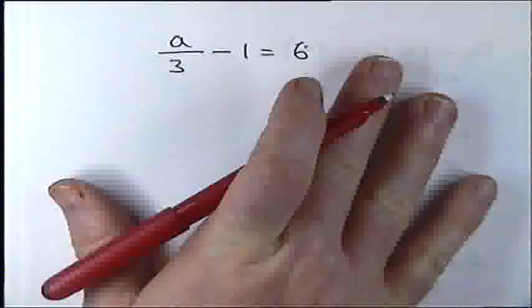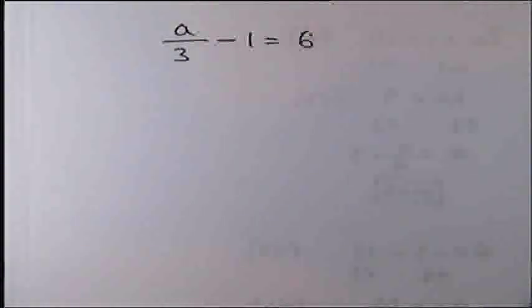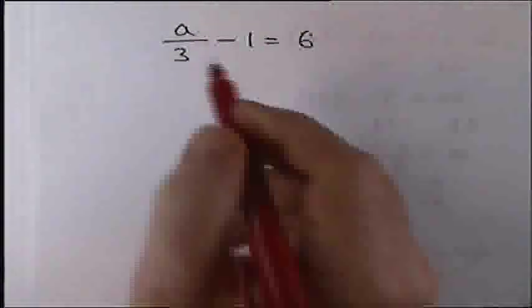Well done if you managed to get that one right. The next one then. Let's say a divided by 3 minus 1 equals 6. Right, so we're going to work through this one this time. Now these are the basic two-step problems again. So a divided by 3, take away 1 equals 6.